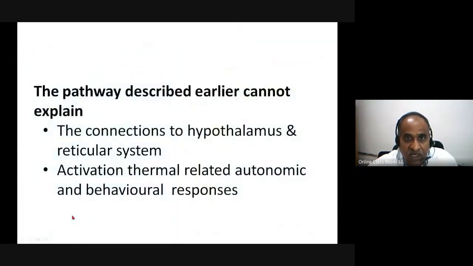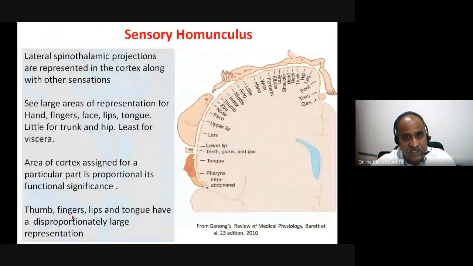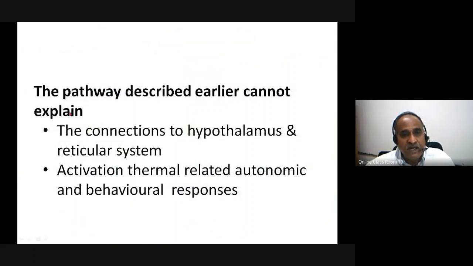Okay, so now moving on, I mentioned the pathway described earlier. This pathway does not explain certain things, because thermal sensation is important for hypothalamus. Thermal sensation is important for the autonomic system, that is through the reticular system. Now, in our connections, they did not come into the picture. The connections to hypothalamus and reticular system are not there. Therefore, it does not explain these connections.